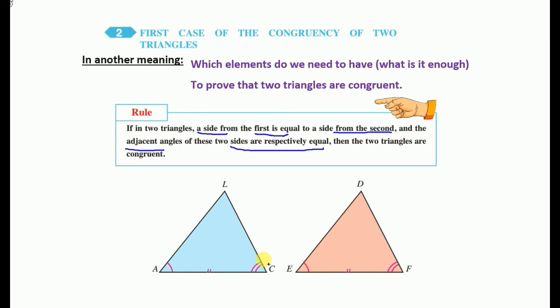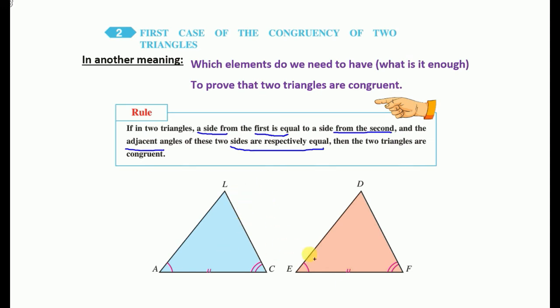If we take, for example, the side LC, the two angles adjacent to the side LC are in fact the angles of vertex L and vertex C. Angle ACL and angle ALC are both adjacent to the side LC. In triangle DEF, the two angles adjacent to the side EF are in fact the angles of vertex E and of vertex F. So angle DEF and angle DFE are the two angles that are adjacent to the side EF.